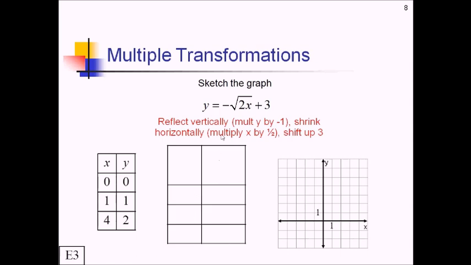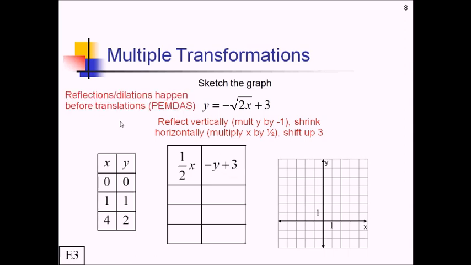So for x values, we're multiplying x by 1/2. We're shrinking this horizontally. So we've got 1/2 x. And for the y values, two things are actually happening here. We're multiplying y by -1, and we're shifting up 3. So here's what that's going to look like. Now you'll notice that this negative is going to happen to the output before we add 3. Whenever you're doing multiple transformations, reflections and dilations, because they are multiplication, always happen before translations. Multiplication happens before addition and subtraction. So let's go through and apply that now.